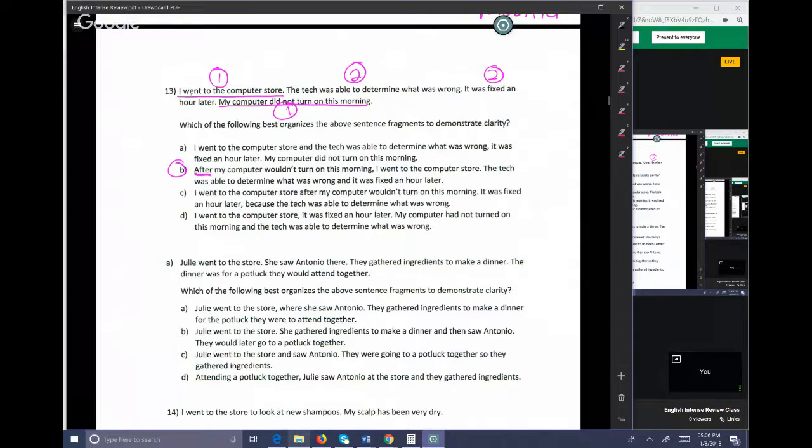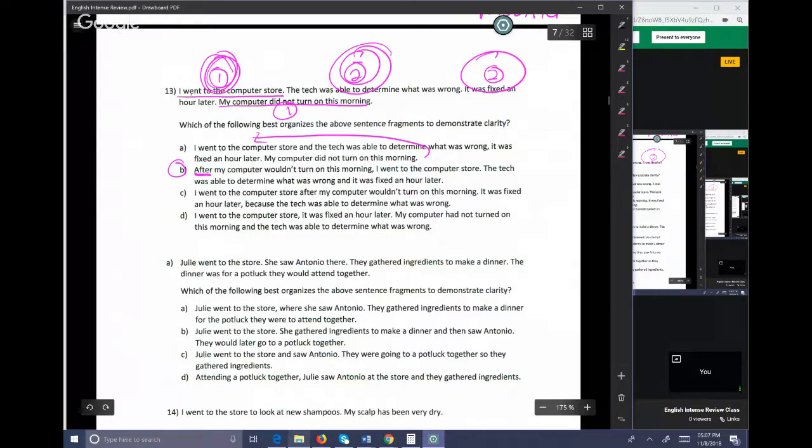If you look at the other answer choices, what you'll mostly notice is a 1 and a 2 being paired, where it's going back and forth from one part of the subject to the other, and it gets confusing. I went to the computer store and the tech was able to determine what was wrong. Seems good. That is a 1 and a 2 together. The problem is what happens after that. It was fixed an hour later. My computer did not turn on this morning. That leaves out the part that was supposed to go with number 1. So on A, they do have the 2's next to each other, but they have one of the ones stranded away from the other one.